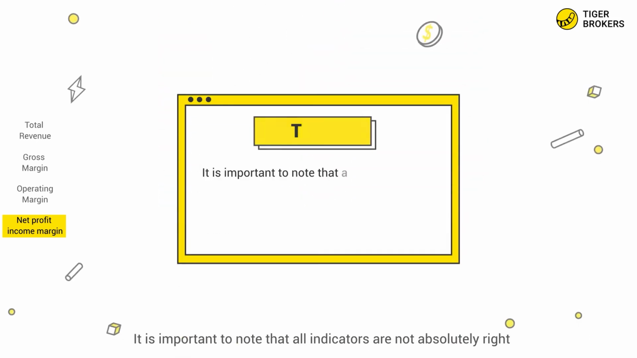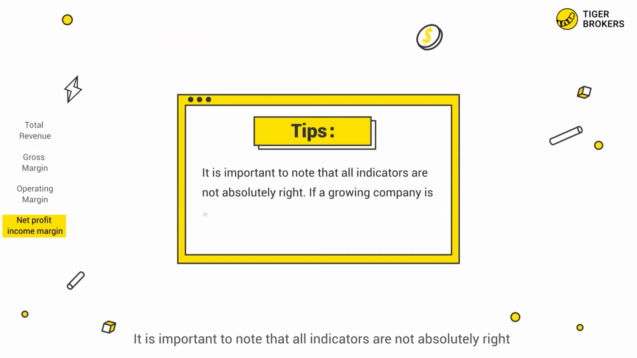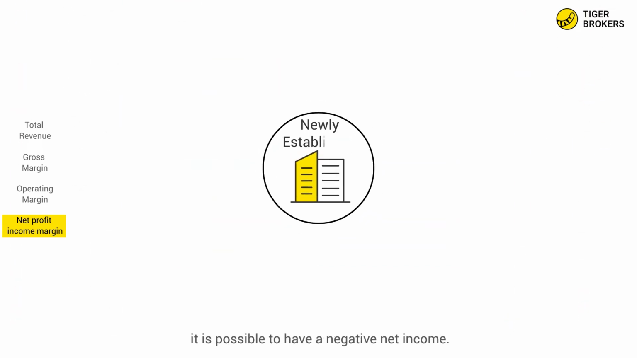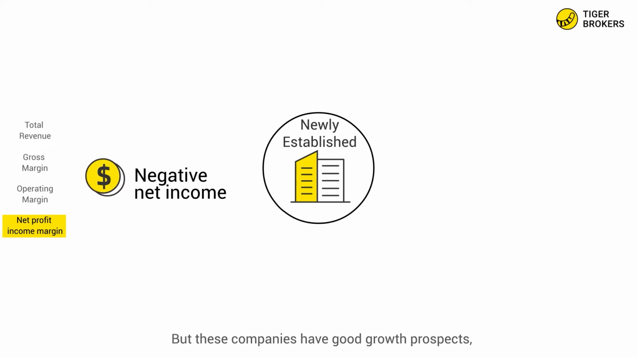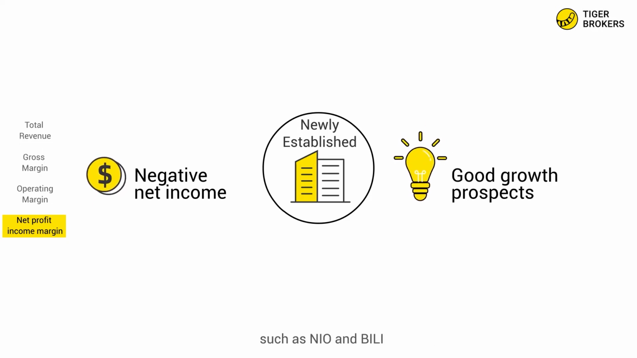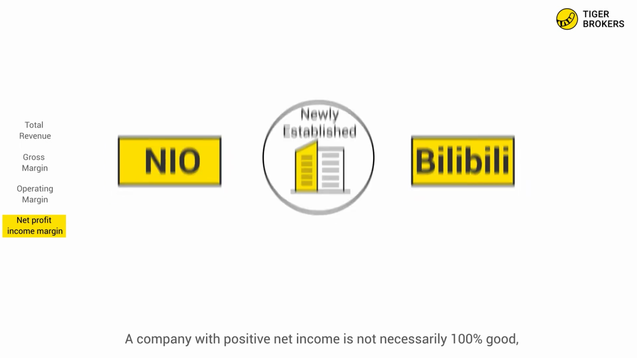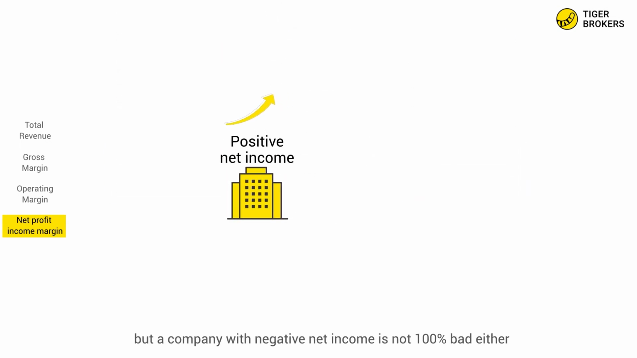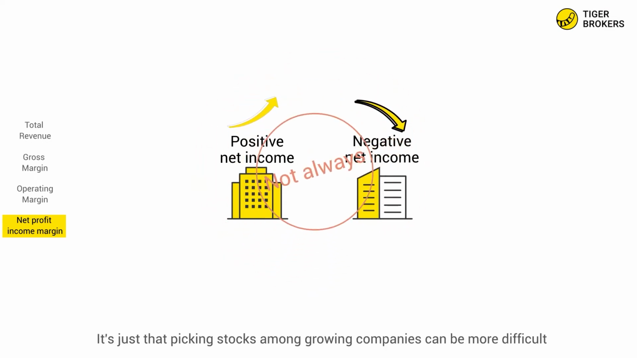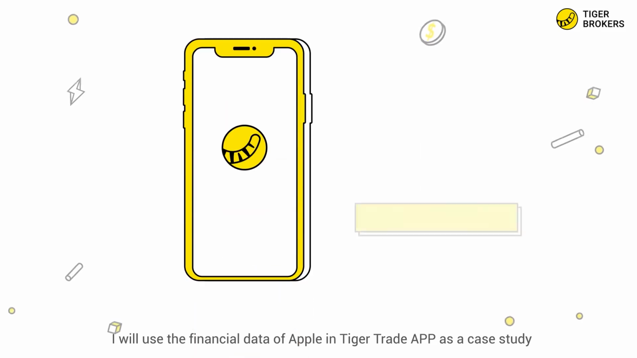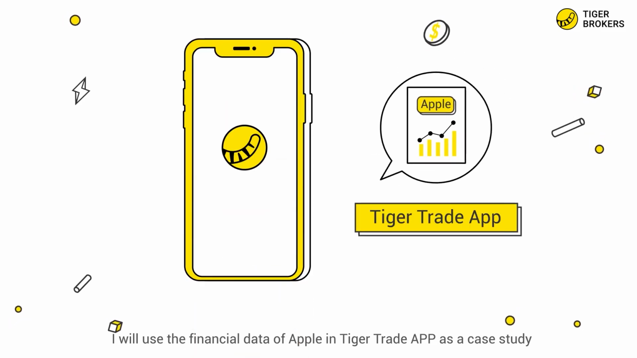It is important to note that no indicator is absolutely right. If a growing company is newly established, it is possible to have a negative net income. But these companies have good growth prospects, such as NIO and Bilibili. A company with positive net income is not necessarily 100% good, but a company with negative net income is not 100% bad either. It's just that picking stocks among growing companies can be more difficult. Next, I'll use the financial data of Apple in the Tiger Trade app as a case study.